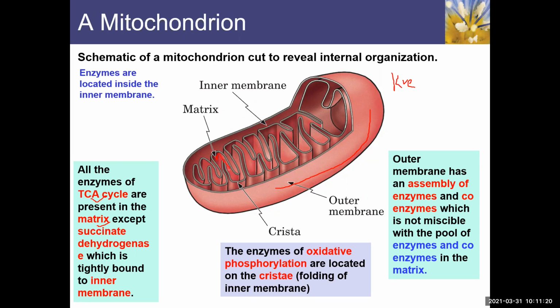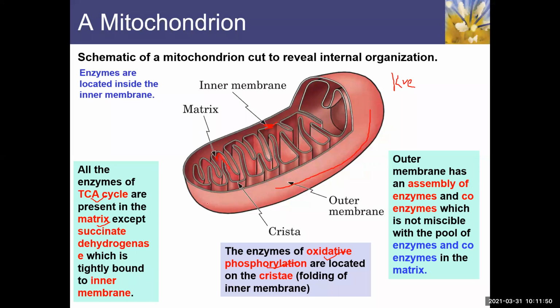The only enzyme which is not present here in the matrix is succinate dehydrogenase, because that enzyme is tightly bound to the inner membrane. Rest all the enzymes which we would use in the Krebs cycle are present in the matrix. And now, a very important slide: the enzymes of the oxidative phosphorylation.